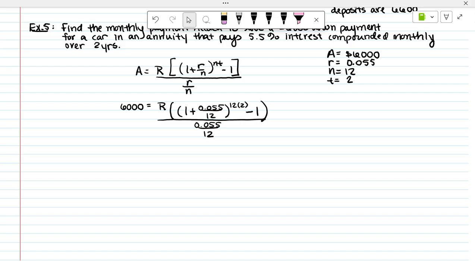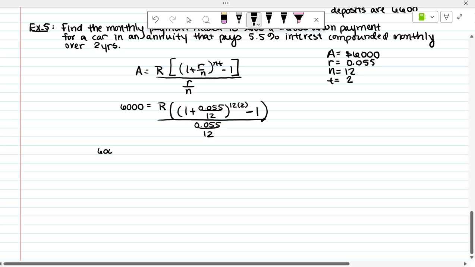Multiply. So we don't actually have to divide that out first. We can say this is really 6,000 times 0.055 all over 12. That's going to make this go away, and that's going to equal R times 1 plus 0.055 over 12, all to the, well, that makes 24, right? Minus 1 power.